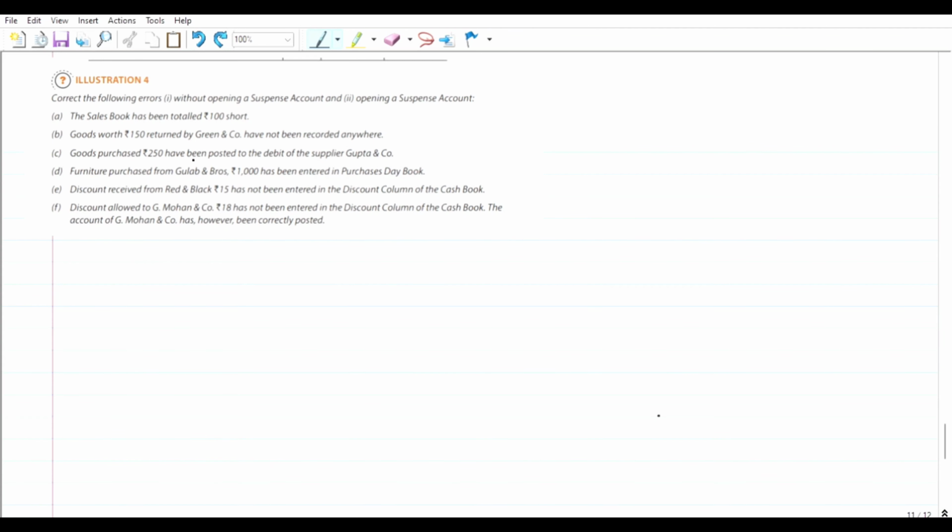Correct the following errors without opening a suspense account. Without opening a suspense account means we have to do it in the first stage, that is, before preparation of the trial balance. That means all ledger account balances are not yet balanced. All ledger accounts are not yet balanced, so we can make changes in all ledger accounts.